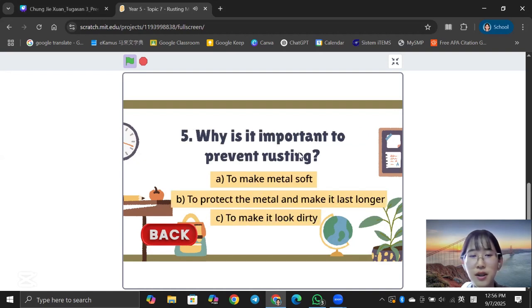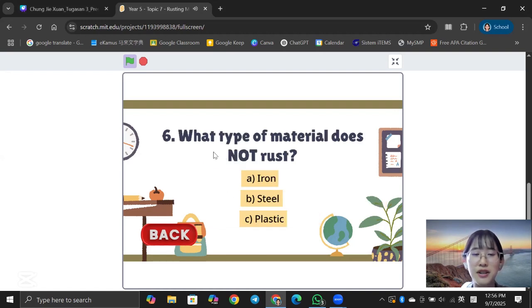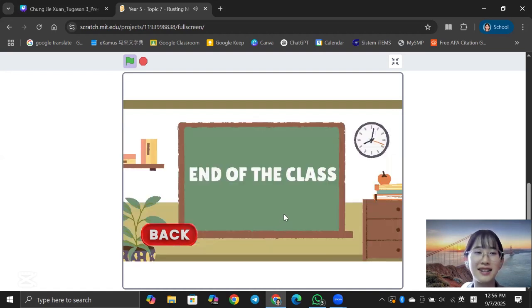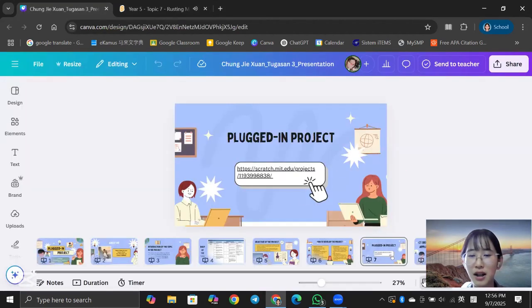For the fifth question, why is it important to prevent rusting? Definitely it's not to make metal soft and also not to make it look sturdy. It's not our objective. Our objective to prevent rusting is to protect the metal and make it last longer. For the last question, what type of material does not rust? Definitely not iron and steel, it must be plastic. That's the end of the class. Thank you. So back to our presentation, our slide here.